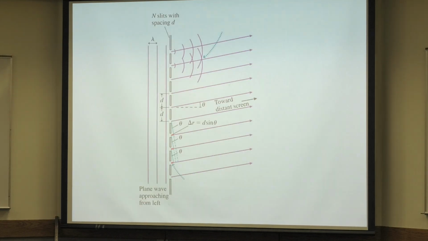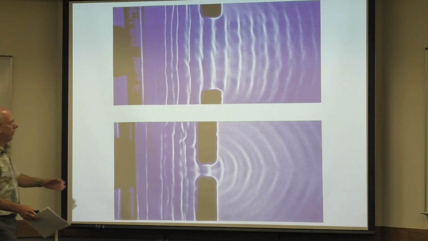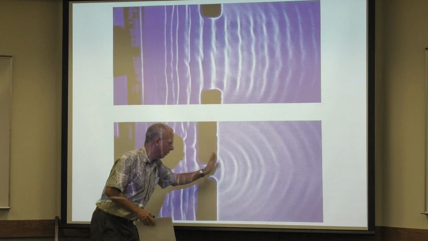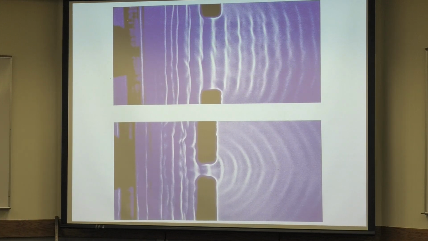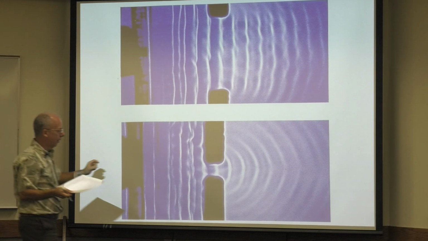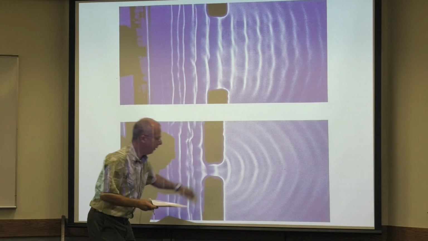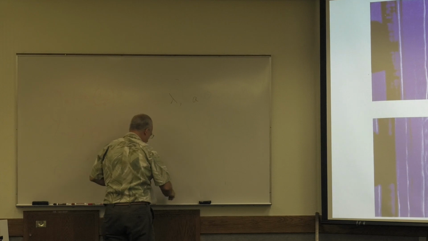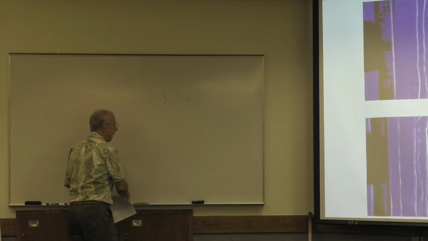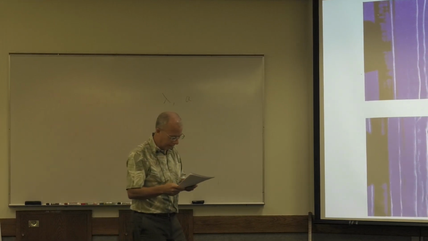So that's diffraction, right? I showed you this already. You see the bending. See how it spreads. Now what we're going to figure out: diffraction depends on the wavelength and the slit width, which is called a. So a is this distance here. Diffraction depends on the wavelength of the wave and the slit width.